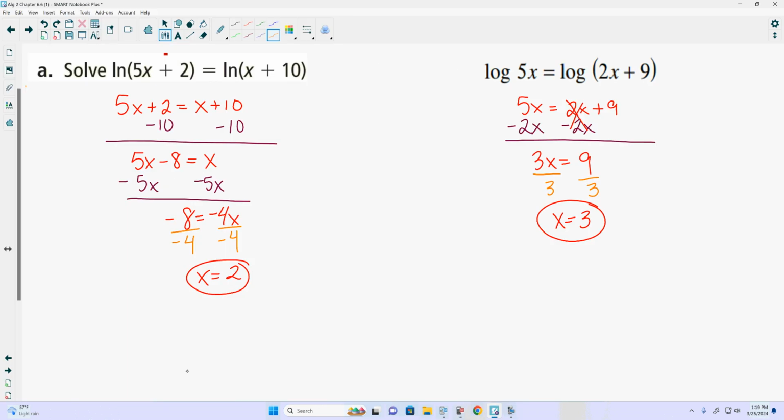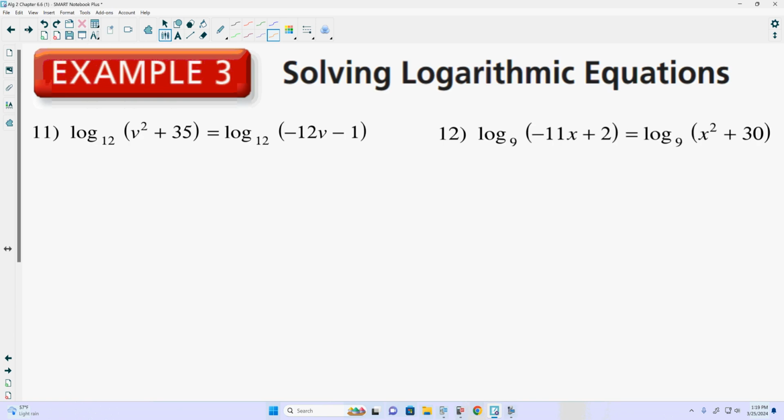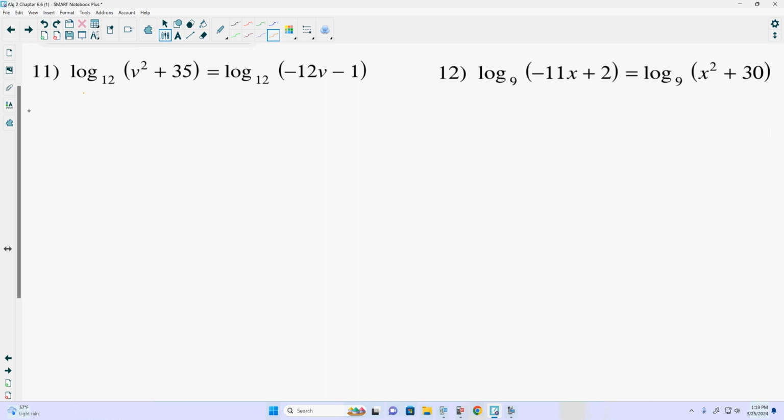Questions on any of this here? Now I did notice, or it was pointed out earlier, that this one has x instead of v. Still works out to be the same.